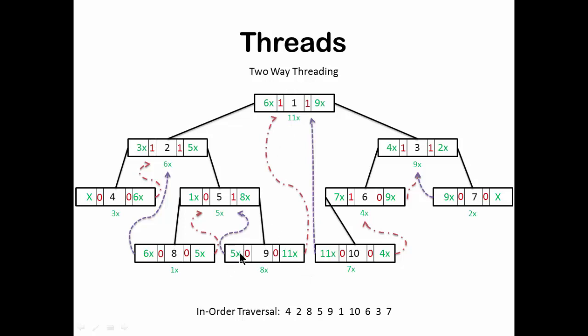Similarly, if I am talking about 5x and there is a 0, that means it is not talking about the left child, but it is referring to the predecessor. So two-way threading is when your right child and left child pointers are both pointing towards successors and predecessors, and it is one-way threading if only right child pointers are pointing towards the successors.